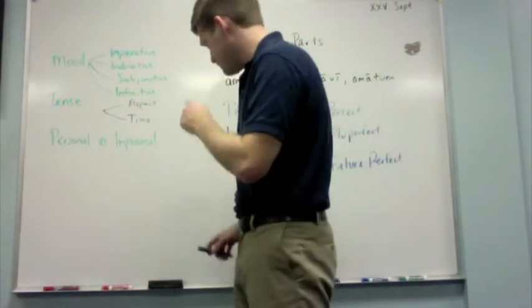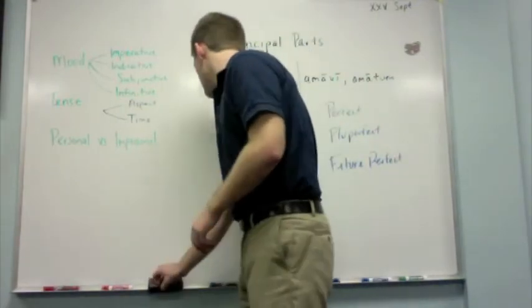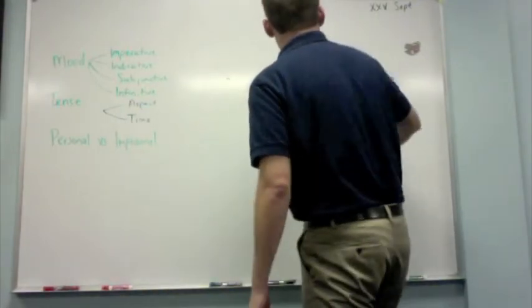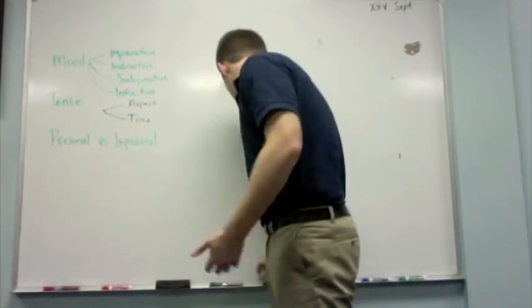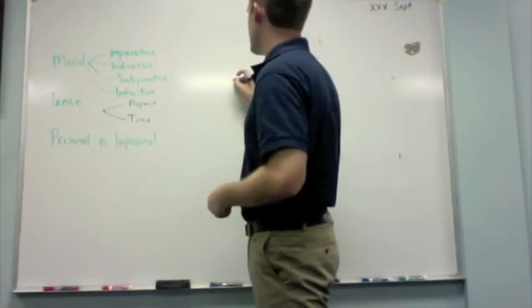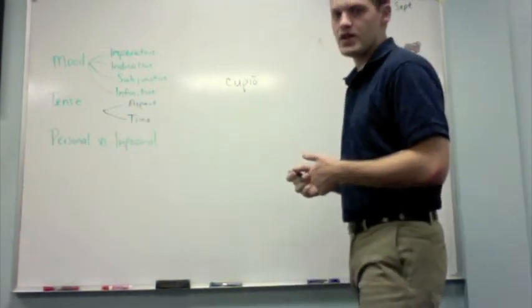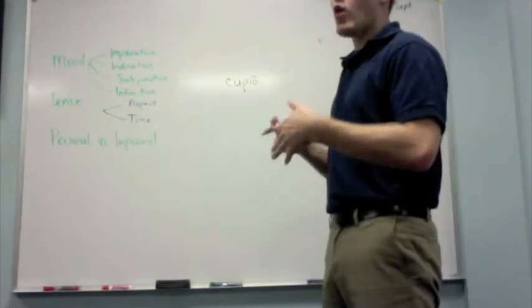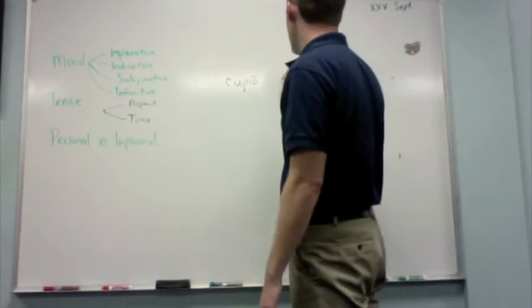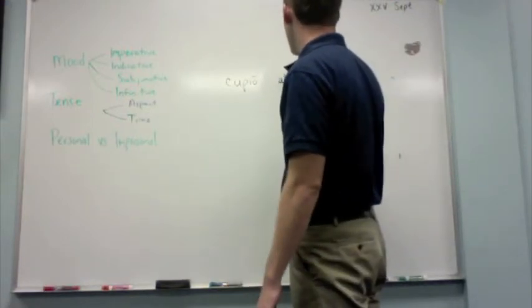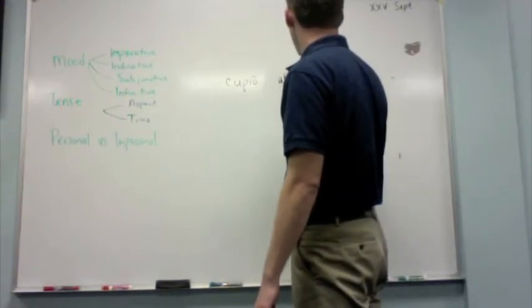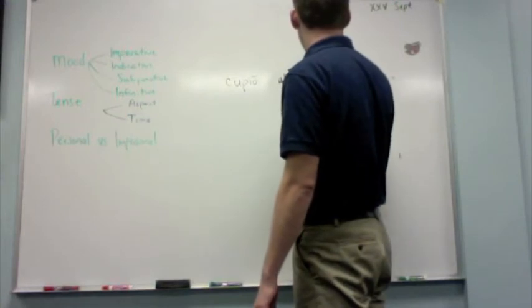So, for example, one common construction is in Latin, or common verb at least, is the verb cupio. I desire, I want. So, for example, I want to do something. Cupio, aliquem. I want to do something.